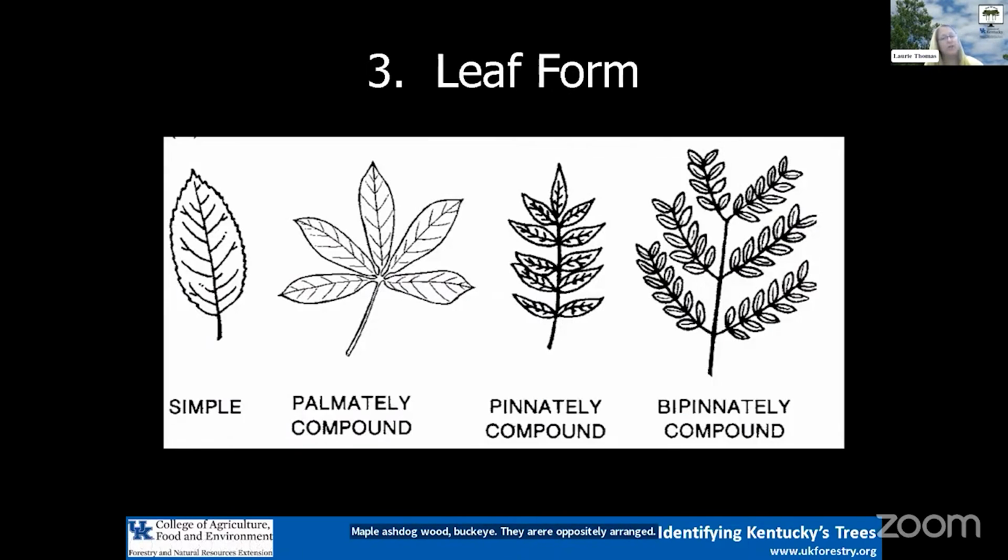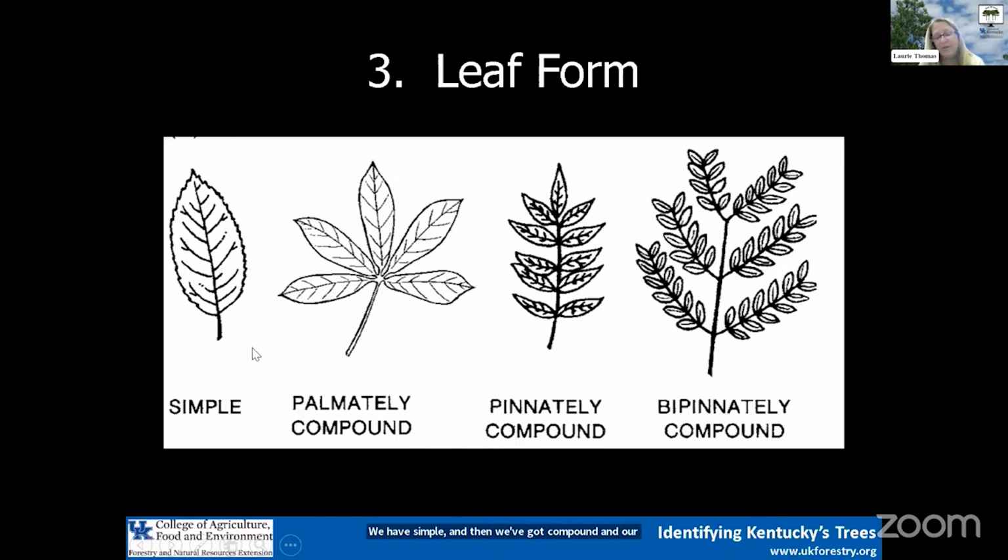Okay, the next thing you look at is leaf form. So with leaf form, we're going to look at where our bud is located. So we've got a couple of different kinds of leaf forms. We have simple, and then we've got compound, and our compound can be broken down into palmately, pinnately, and bipinnately.